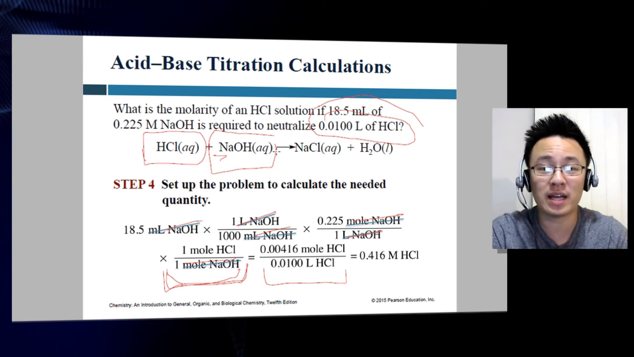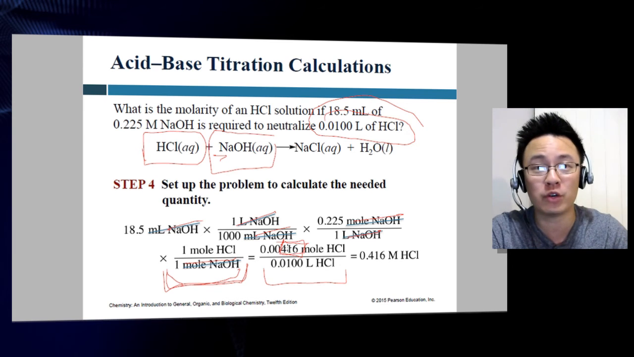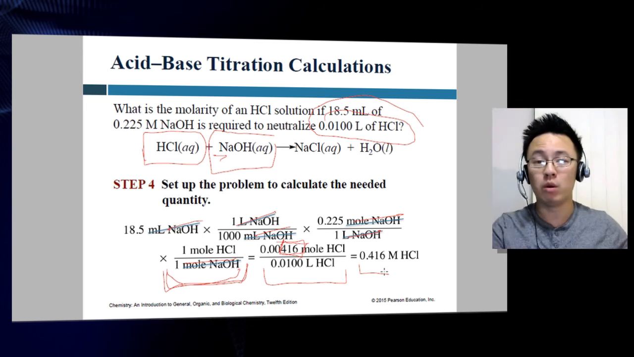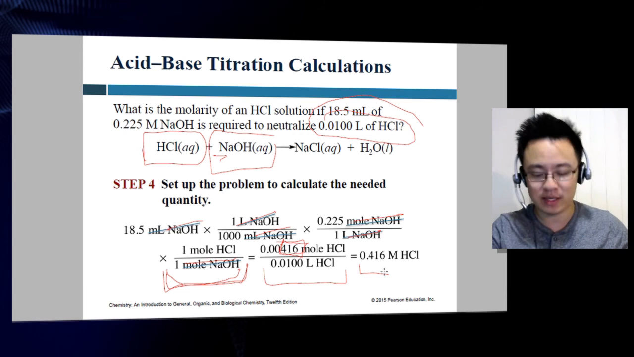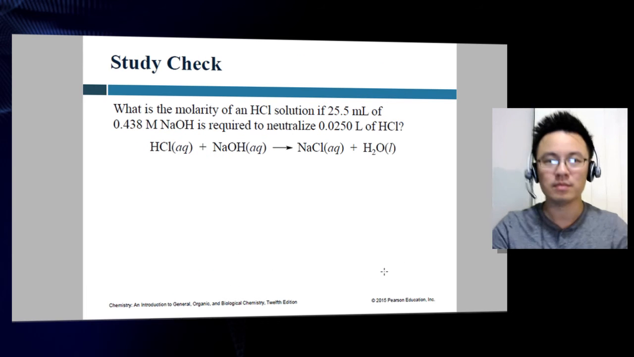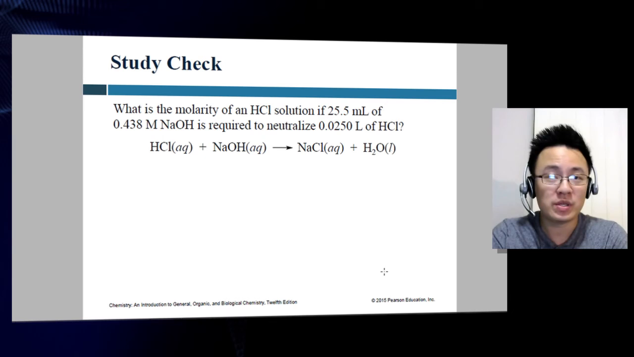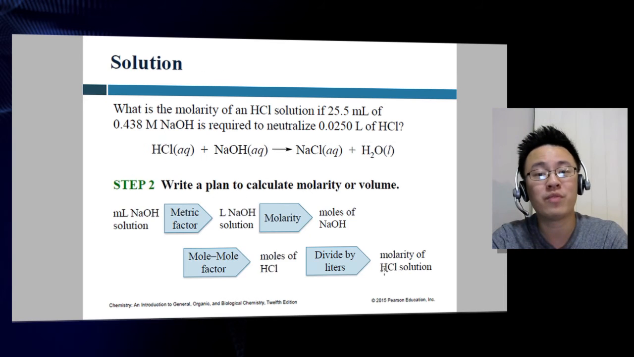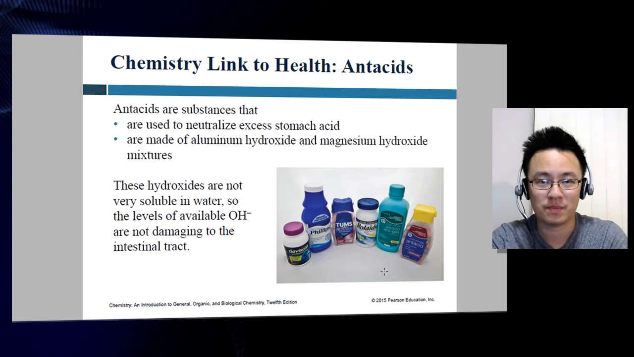Follow the sig figs, guys. 3 is a magic number because it is a measured value right over here, giving us 0.416 molar of hydrochloric acid. So there you go. Now you know how to do acid-base titrations. You can go ahead and do the study check on your own. I've already reviewed how to do that. The answer solutions are already provided in the next few slides.